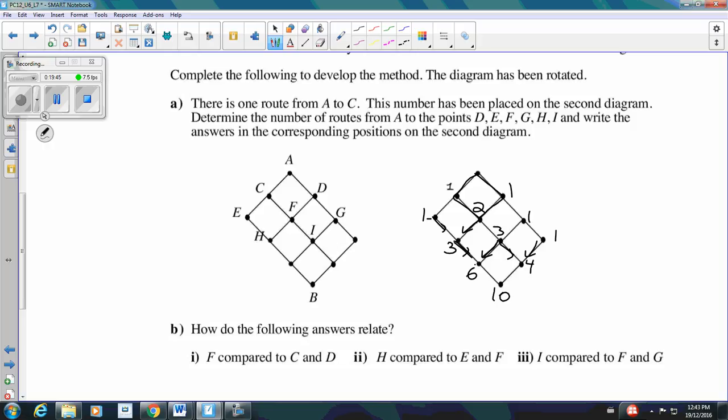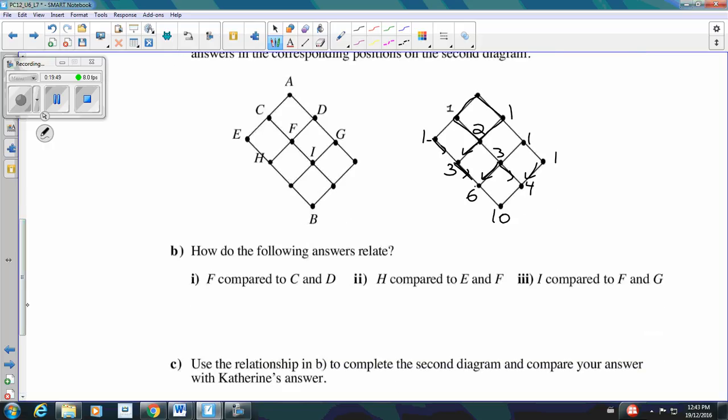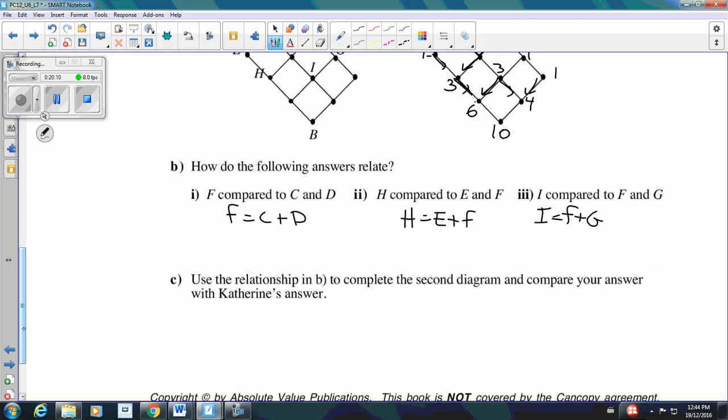So how do the following answers relate? F compared to C and D. Well, F was really equal to C plus D. H compared to E and F, well, H was equal to E plus F. I compared to F and G, I was equal to F plus G. Use the relationship in B to complete the second diagram and compare your answer with Catherine's. Well, the answer is the same.